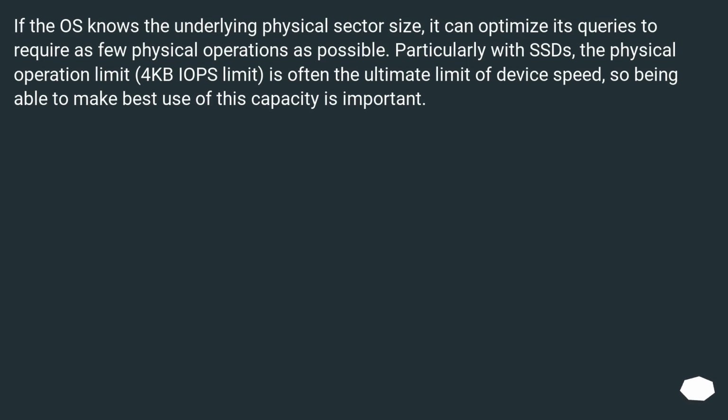If the OS knows the underlying physical sector size, it can optimize its queries to require as few physical operations as possible. Particularly with SSDs, the physical operation limit, the 4-kilobyte IOPS limit, is often the ultimate limit of device speed, so being able to make best use of this capacity is important.